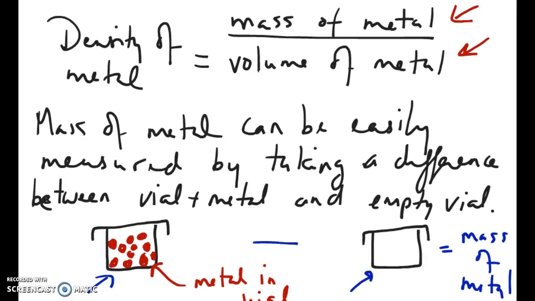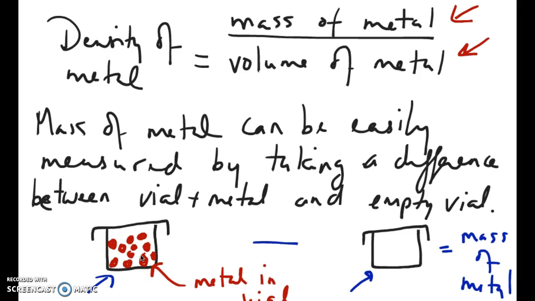Okay, so for this last video, I want to talk about how to measure the volume of the metal, okay? Because that's another component we're going to need to get the density of the metal. Now, we're going to measure the volume of the metal here using the vial that you have, where you're putting in some of those metals to measure the mass, right?